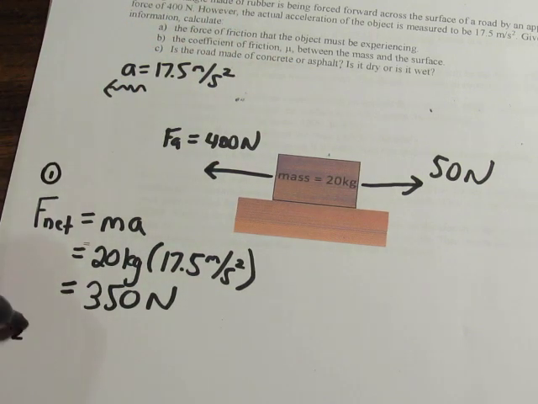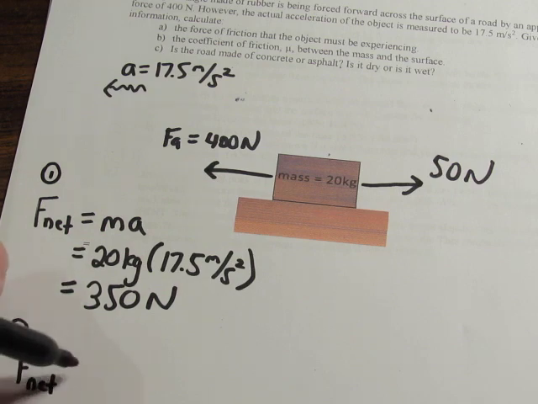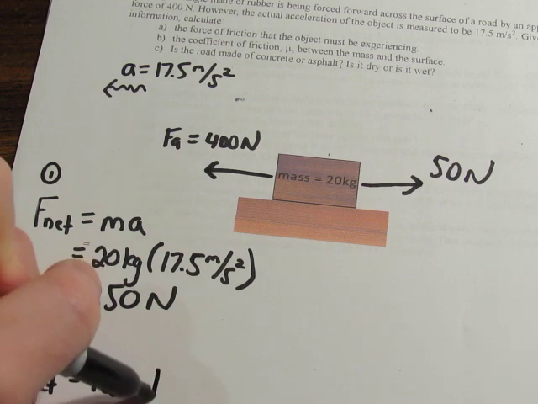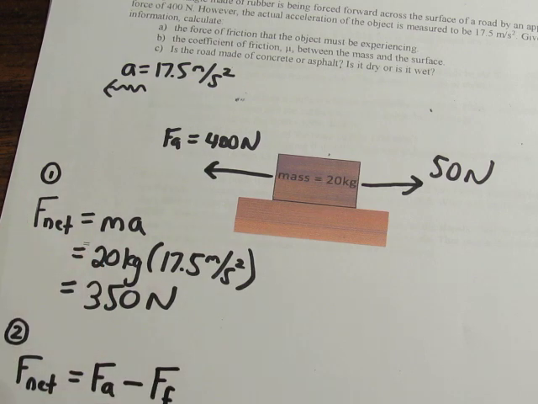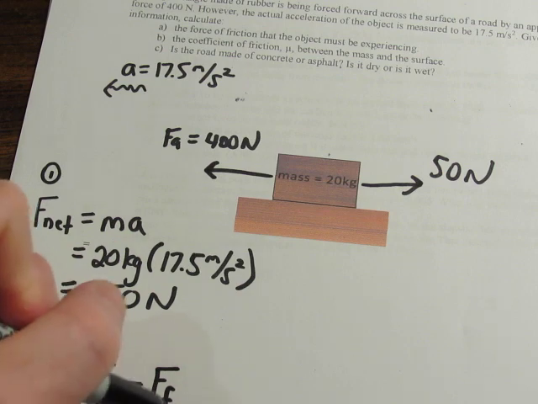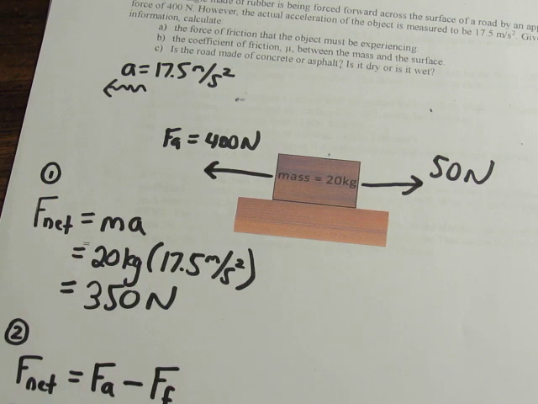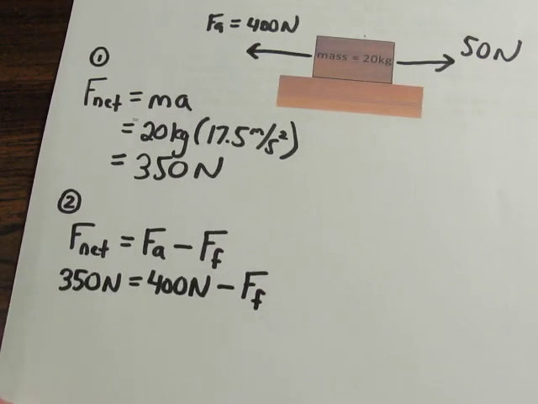So let's write down calculation number 2. Net force. You always take your applied force, whatever it is, and you subtract off friction. So if you know your net force is 350, and you know your applied force is 400, you can solve for force of friction. Oh, I'm sorry, I was off the screen there.